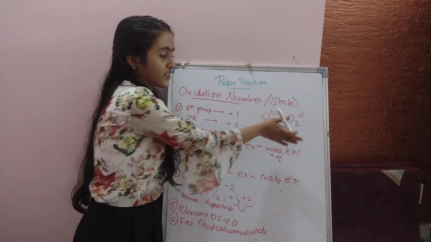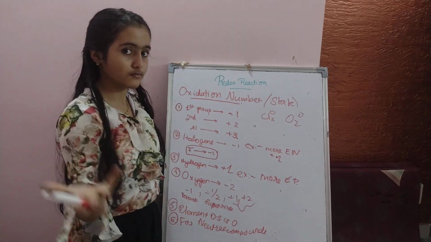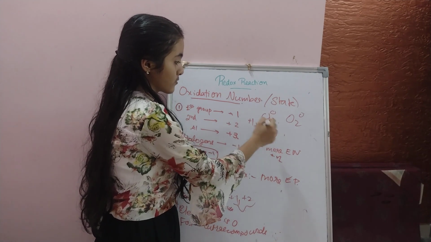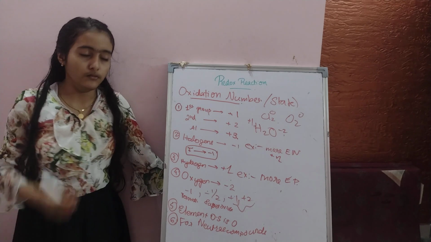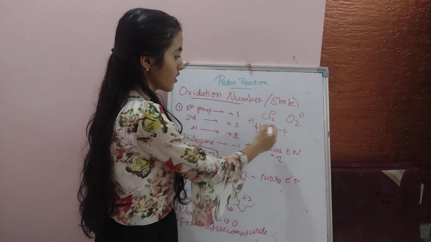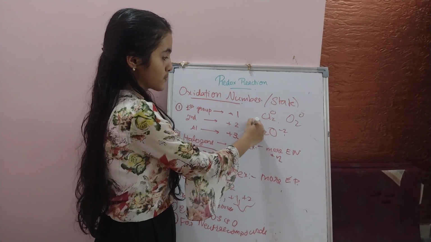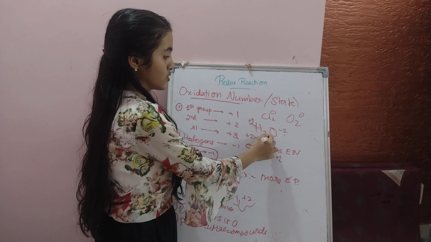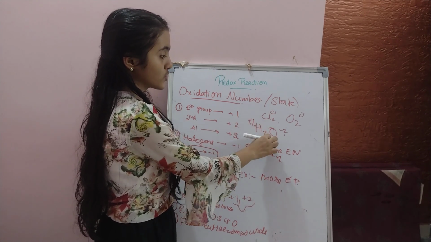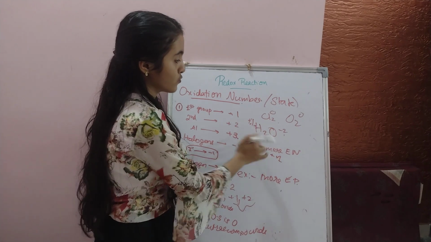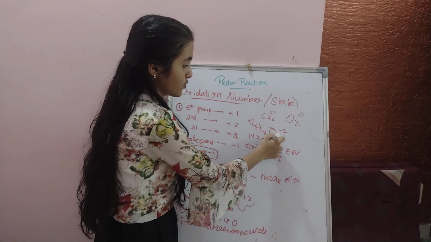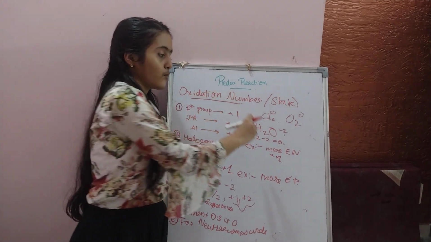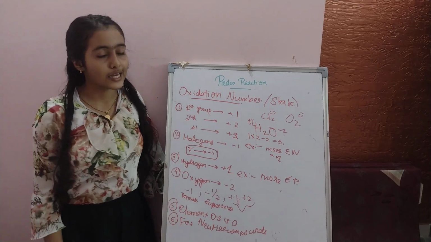Actually, let me take another one. Here, we cannot calculate the nitrogen's value just like this, right? Let's take H2O. H has +1, O has -2. The sum of oxidation states is +1 into 2, minus 2, equal to 0. So for a neutral compound, the sum of oxidation states is always equal to 0.